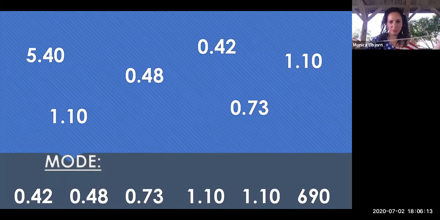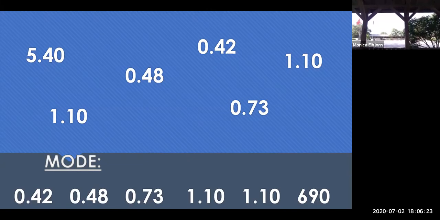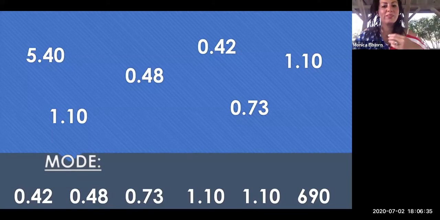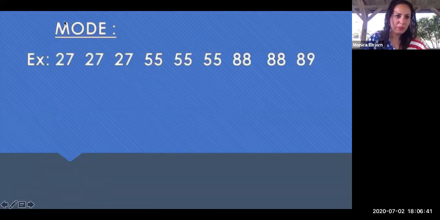Let me just connect my computer, I'll let you think about that. Yes, very good. It's 1/10. That's our mode. What about this data?